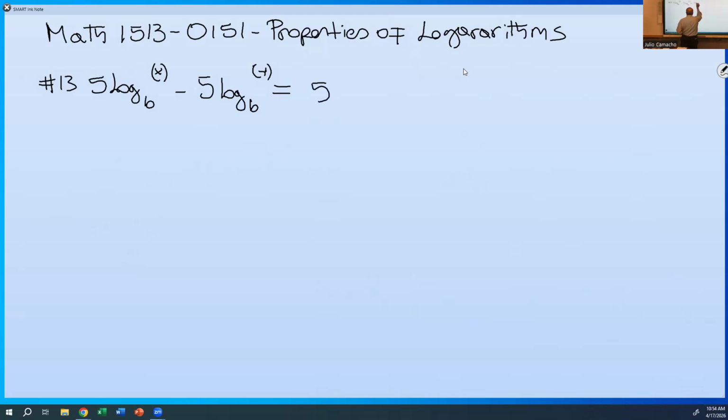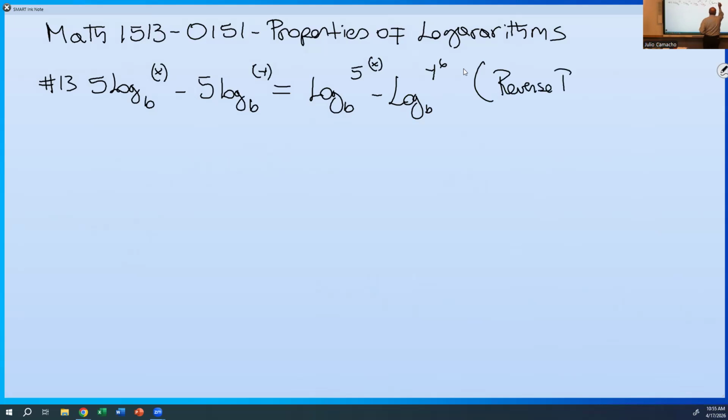But first of all, we have to reverse the power rule. And we have here the log base b of 5 to the x, and there will be a minus the log b of y to the 6. So we have reversed the power rule there.